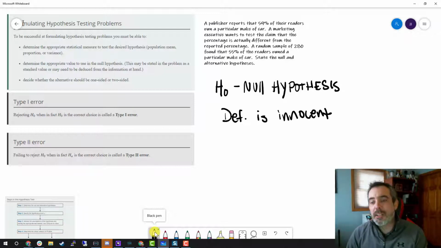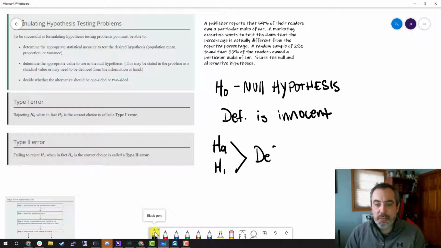Now, in order for us to get to the point of proving an alternative hypothesis, a lot of times we'll see the alternative hypothesis as H sub A, sometimes as H sub 1 or H sub 2 if there's more than one alternative hypothesis. This alternative hypothesis is the defendant is guilty.